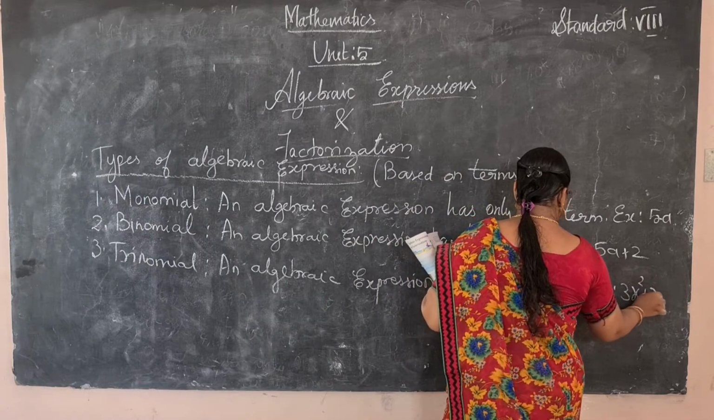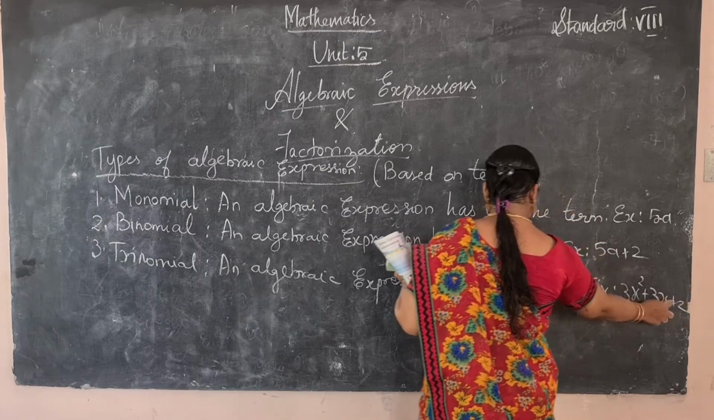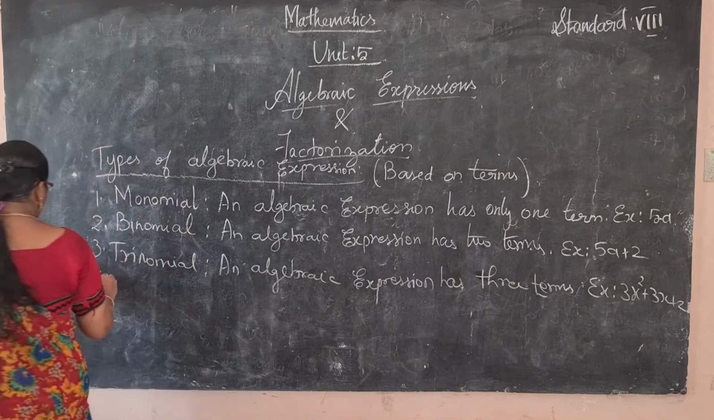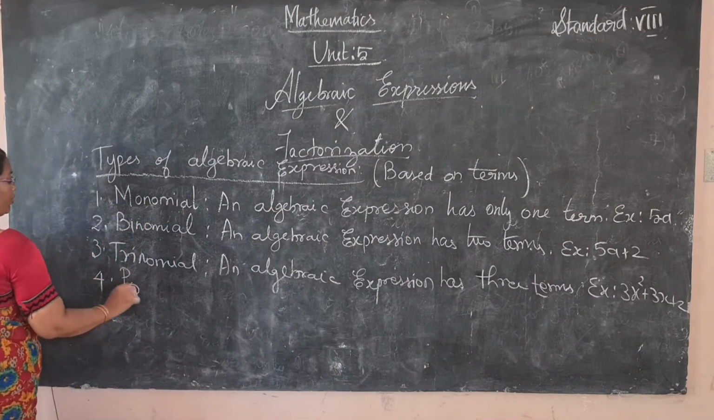Example: 3x squared plus 3x plus 2. 1, 2, 3. How many terms are there? 3 terms. It's called the trinomial. And the final one, polynomial.